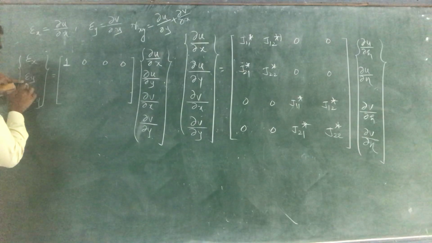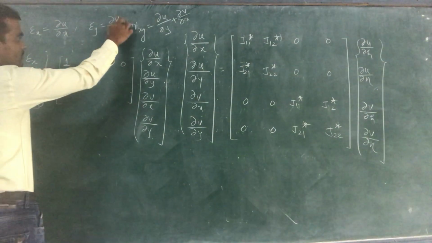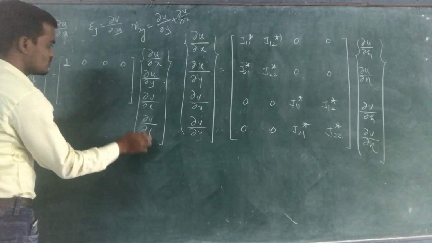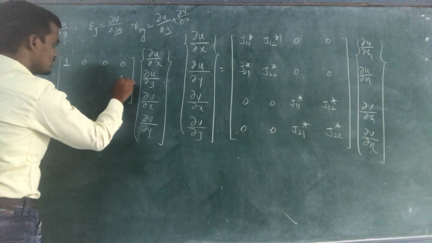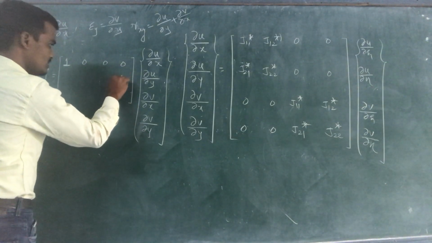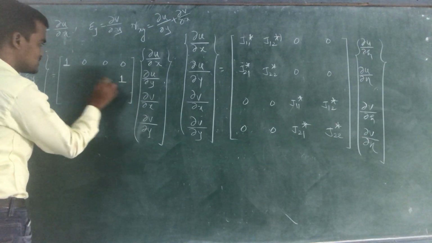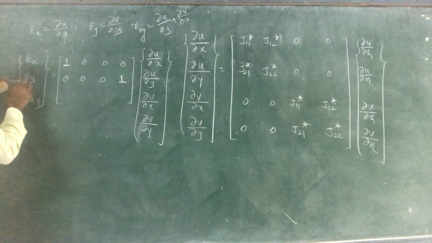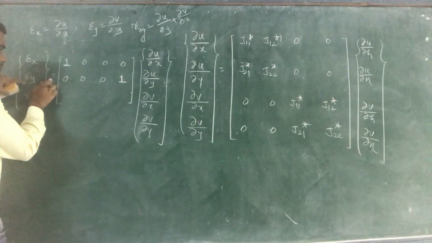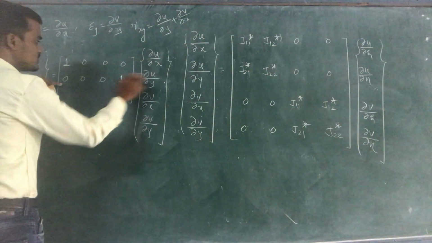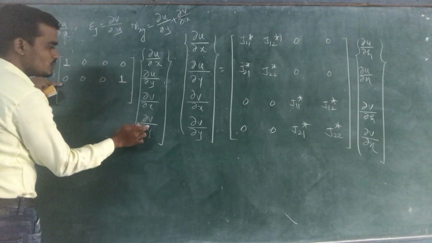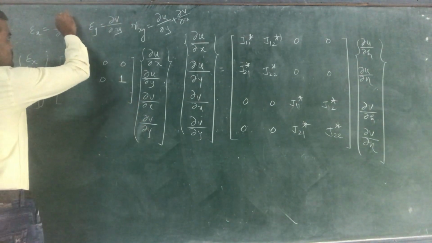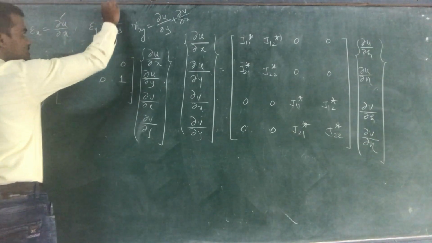Similarly, for epsilon y, we need ∂v/∂y. So here, ∂v/∂y is the last term, so for the last term, 1 should be there, and the remaining should be zero. So if we read epsilon y, it is 0 into 0, 0 into 0, 0 into 0, plus 1 into ∂v/∂y. So you will get epsilon y is equal to 1 into ∂v/∂y. Epsilon x is correct, epsilon y is correct.